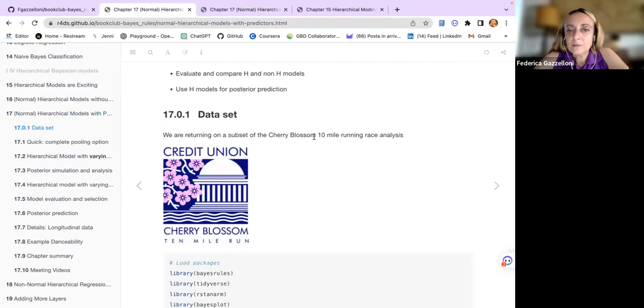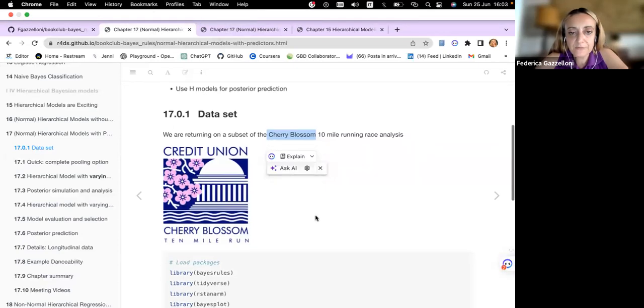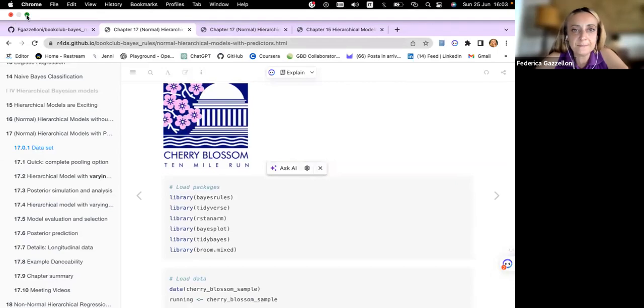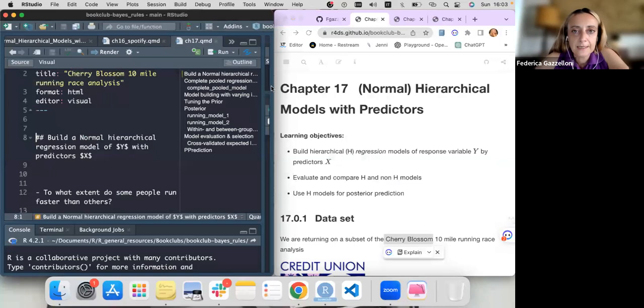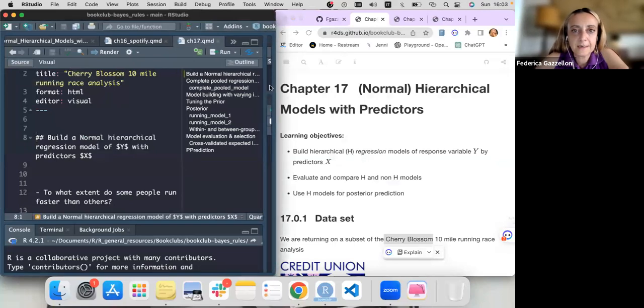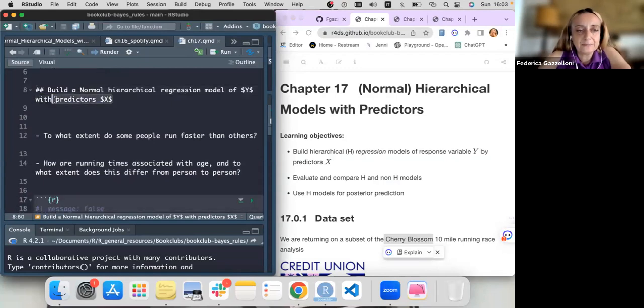Right, okay, so as I said, we are going to use this cherry blossom data set, and just to give you an idea of what's happening here, we can jump into R and see a bit of what's inside this data set and what we are going to do with it, basically. So now we build the same model that we did last week, but we use the predictors.